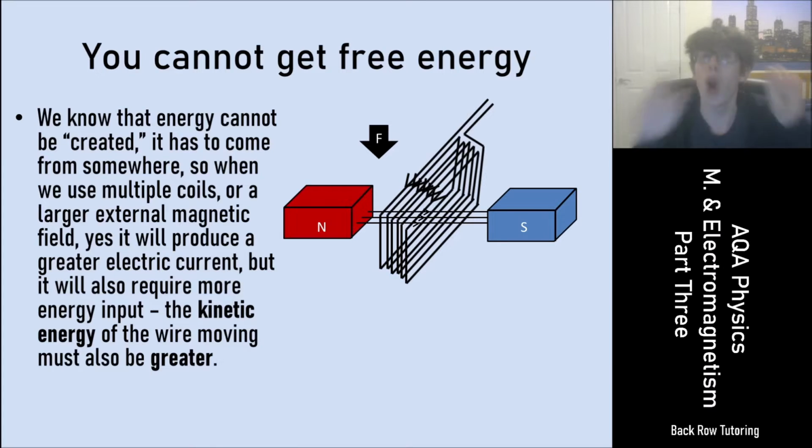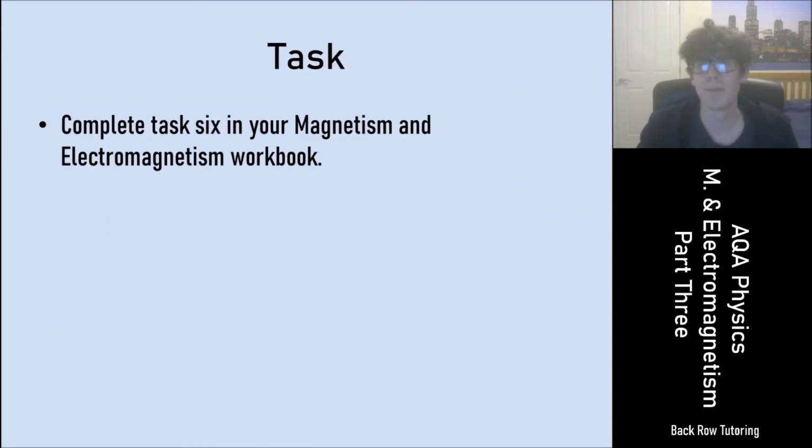So if you have one coil of wire and you cut it through field lines, you will have to put in some force to keep it going, right? But if you have 5 coils, you're going to have to put 5 times the amount of energy in, or 5 times the force, to actually move that wire through the field, because you can't just get more electrical energy for free. You have to get that energy from somewhere.